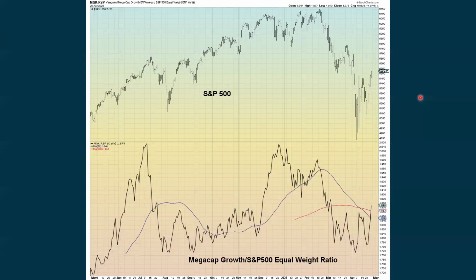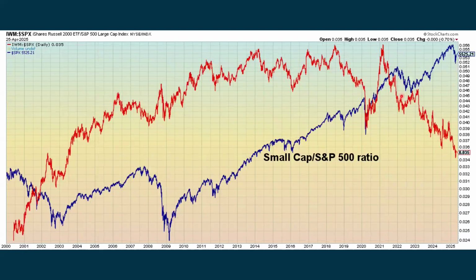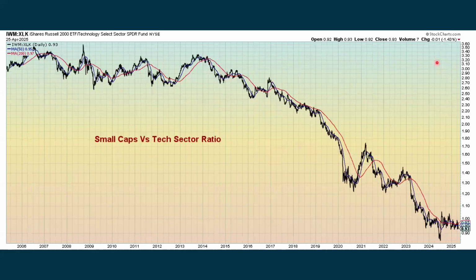We look at the mega caps, which did well later in the week, and compare it with the equal weight. This is in a downtrend, but we're starting to see this bounce back. Small caps not doing well and really underperforming the S&P 500. Here's another look at that. The red line, that's the ratio between small caps and the S&P compared to the S&P itself, which is in blue. And small caps have been struggling.